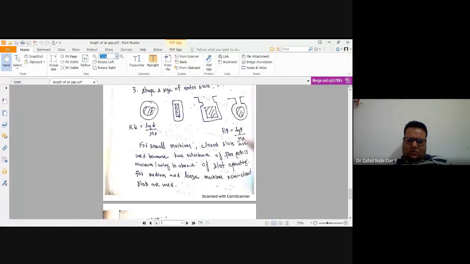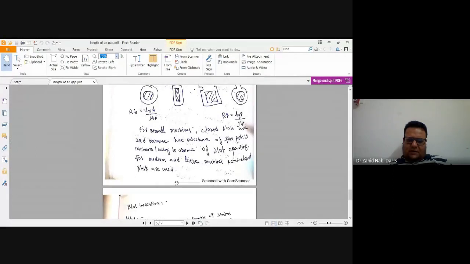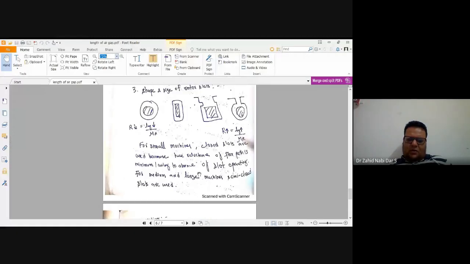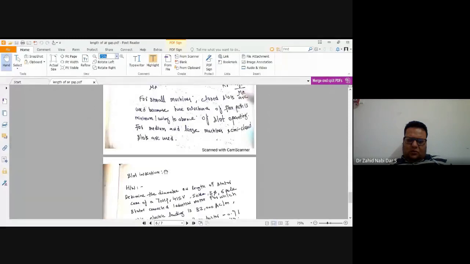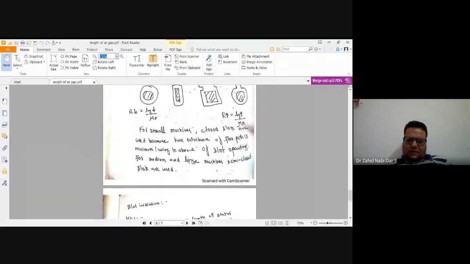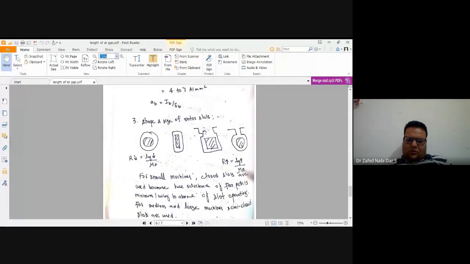This is one closed slot. This is again a closed slot. Now you can see this is an open slot. This is the open slot. Now this is for medium and large machines. For medium and large machines, semi-closed slots are used. So these are semi-closed. This is not completely closed. This is semi-closed, this is totally closed. Here you see some closure is there.